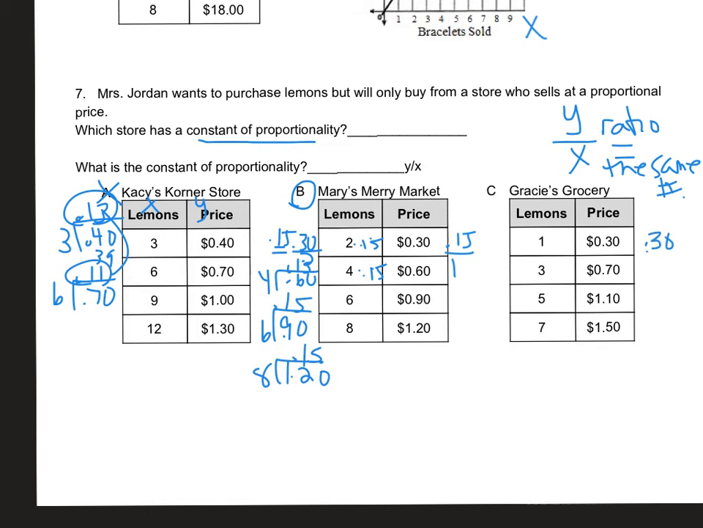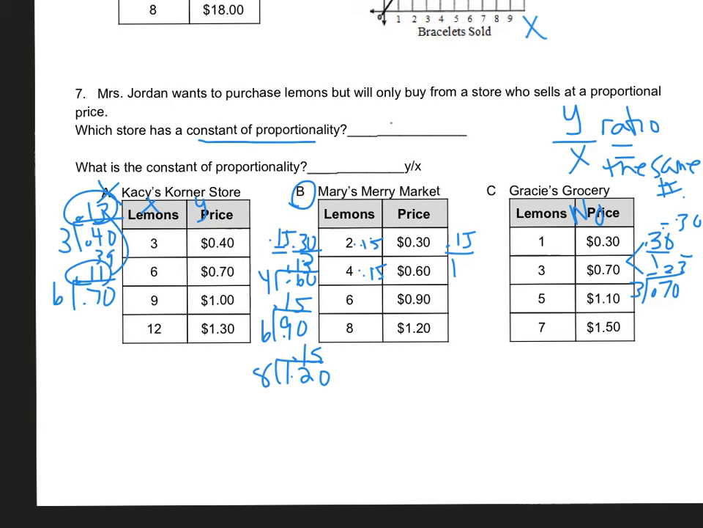Gracie. 30 cents divided by 1, well, I know that equals 30 cents. Let's see, 70 cents divided by 3. When I do that, that gives me approximately 23 cents. So already, are my ratios the same? No. So Gracie is not selling at a proportional price.